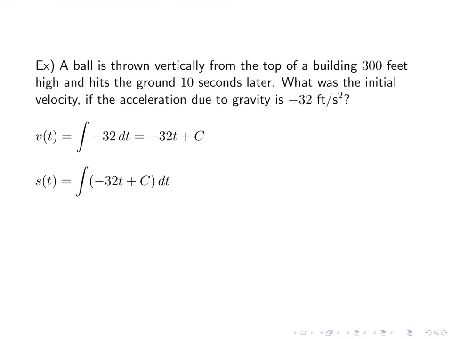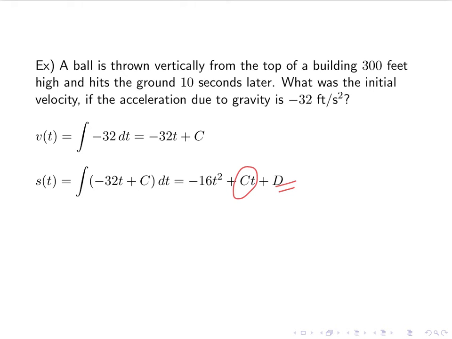So position is the integral of negative 32t plus c dt. So remember, c is some constant. Okay, so when I integrate it, I get ct, so whatever that c is times t. And then I have another constant from the integration. I'm not going to call it c because it's not the same c, and I don't want to have two c's in the same equation where they're not the same. So I'm just using the next letter over, which is d. The d is from the constant of integration from position.